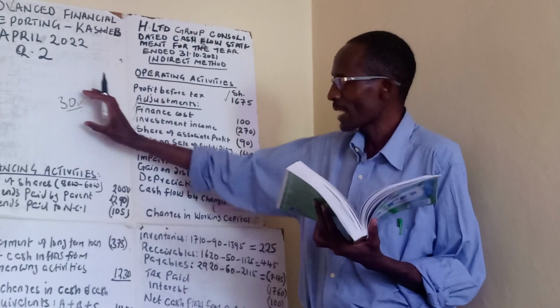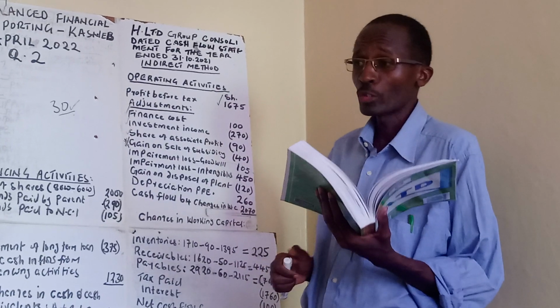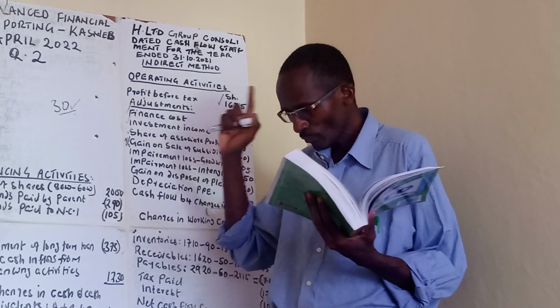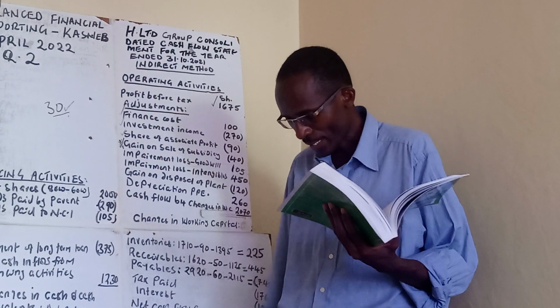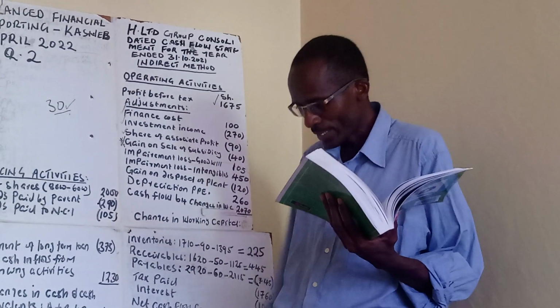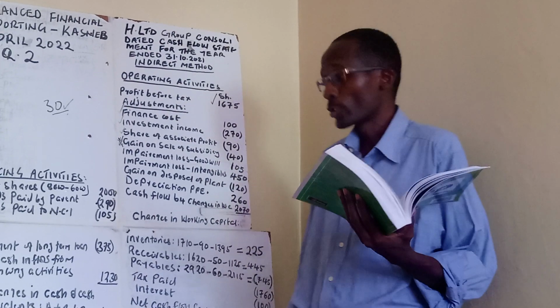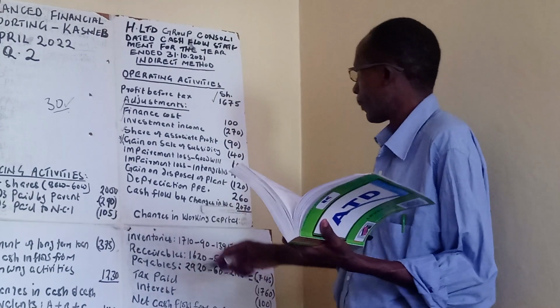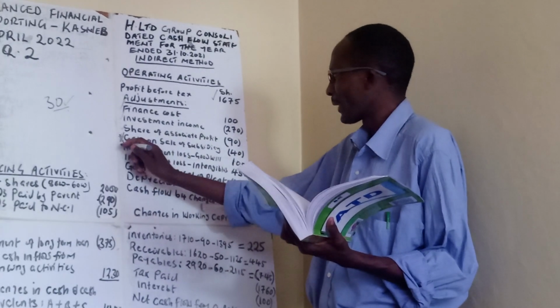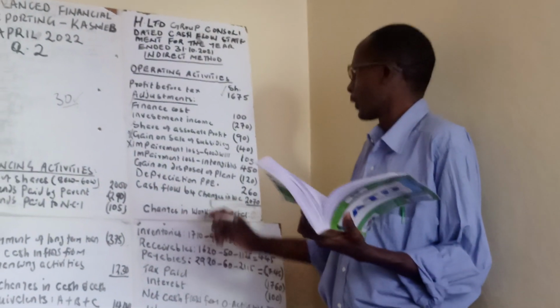So basically, this 30 is a goodwill which arose as a result of acquisition of S. So basically, for goodwill, we have taken 230 shillings minus 250 times 80%. So to say 230 minus 200, which is 30. So that is the goodwill. Now from there, we have this figure here, which is impairment loss on goodwill. The impairment loss on goodwill.